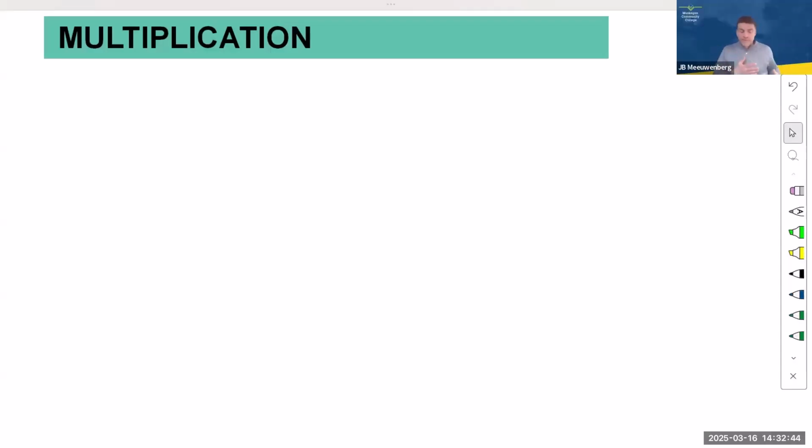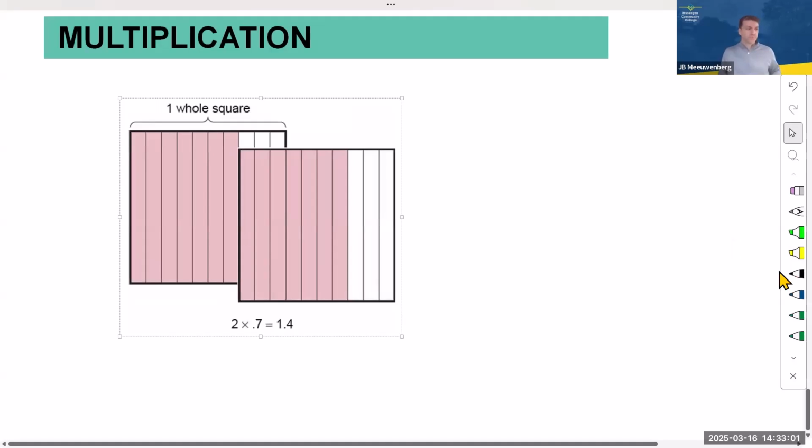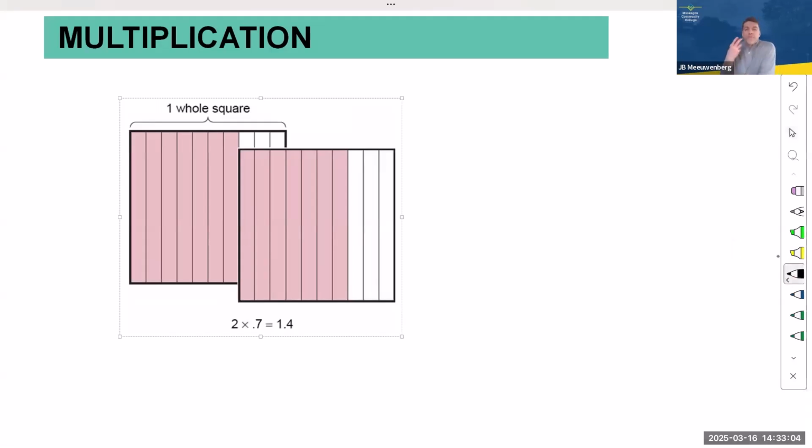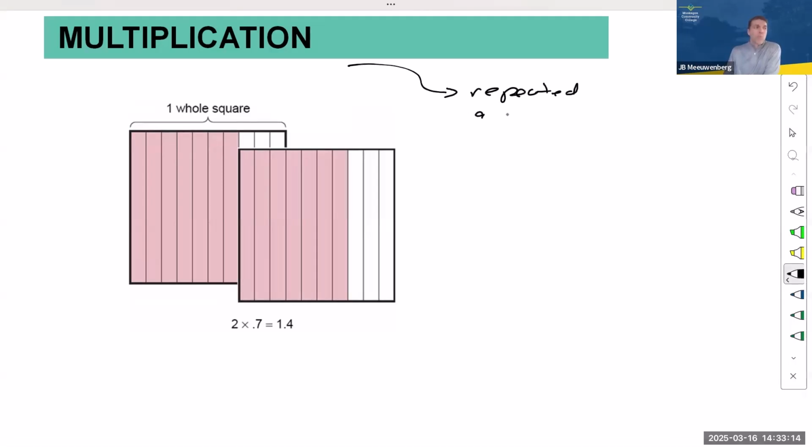In our previous video, we focused on addition and subtraction with decimals, and now we're going to be doing multiplication. So we'll start with some visuals, some models. These should look familiar to you. What we're thinking about here regarding multiplication is that conceptually, it means repeated addition. That's one way that we think about multiplication.